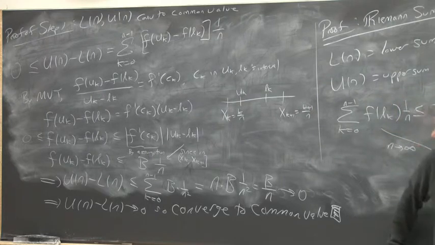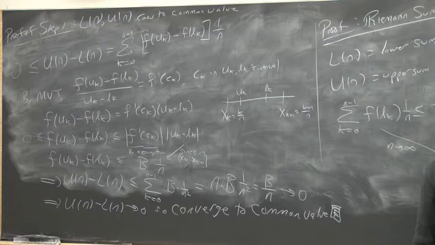So I agree that u_n and l_n, the difference between them goes to 0. And I claim that that implies that they converge to a common value. So the problem is we don't know that the u_n's are decreasing and the l_n's are increasing. Imagine the u_n's were always decreasing, so u_{n+1} can't be larger than u_n. So the u_n's are going down and the l_n's are going up. Well, in this case, if the difference between them is going to 0, they have to converge to a common value.